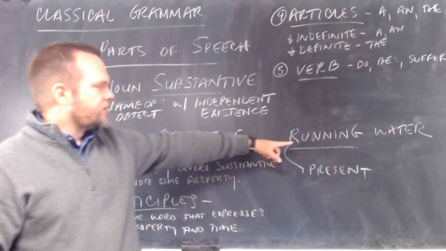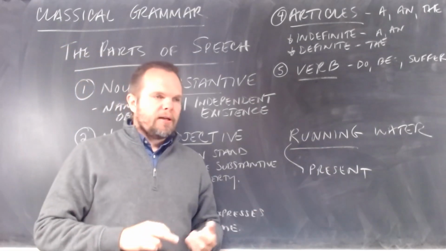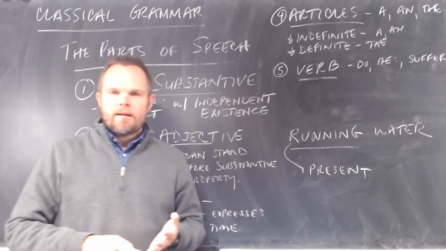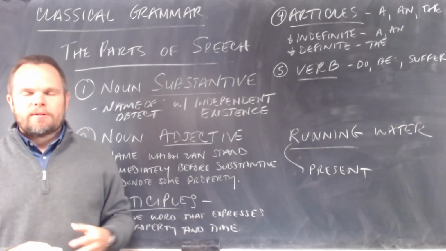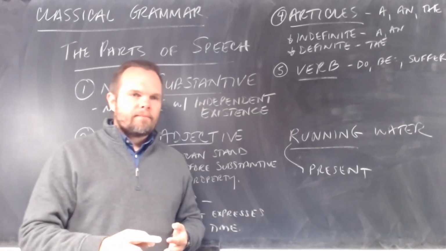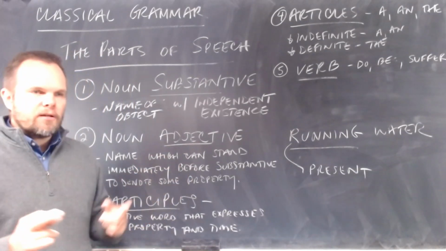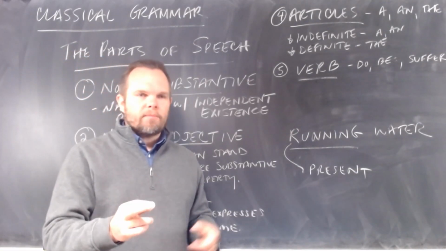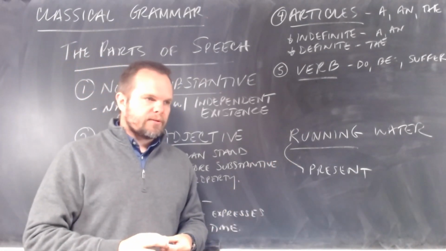So because this part of speech can express both a property, it can be set next to a substantive noun, and it expresses time, it's a combination of adjective, noun, and verb, and that's what a participle is. Okay?